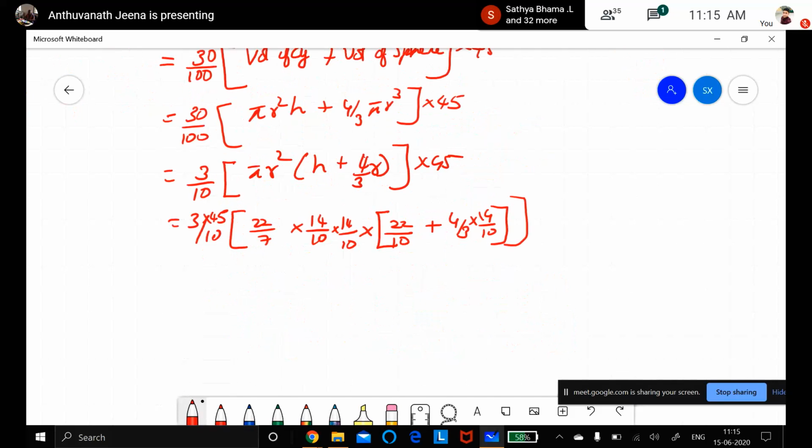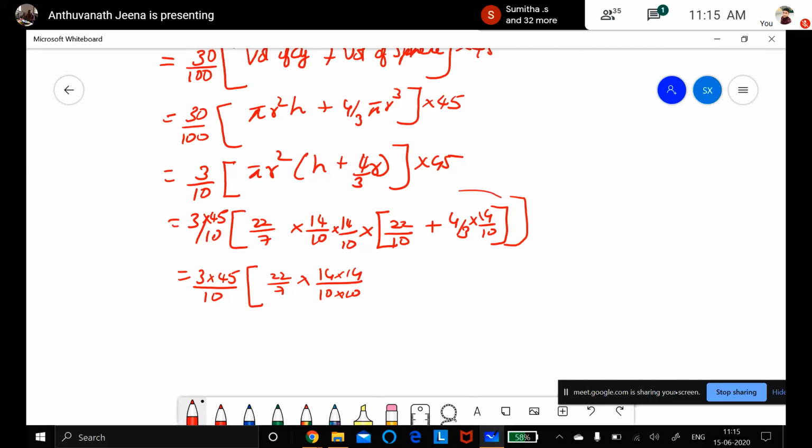So what will happen? This 3 into 45, let it be down. Then I write 22 by 7 into 14 into 14. Don't multiply and waste time. At the end, you can multiply.